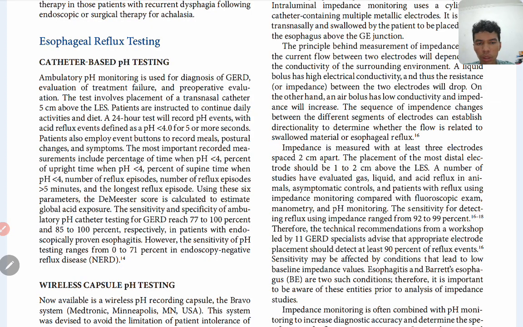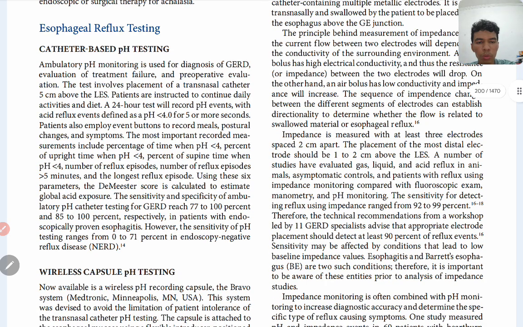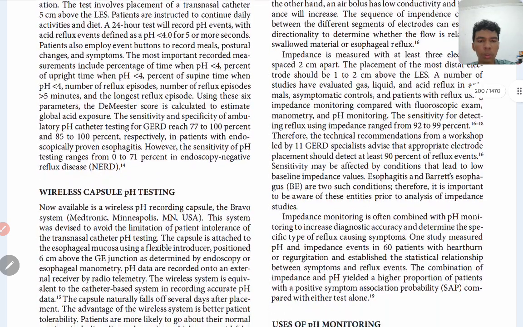A number of studies have evaluated gas, liquid, and acid reflux in animals, asymptomatic controls, and patients with reflux using impedance monitoring compared with fluoroscopic exam, manometry, and pH monitoring. The sensitivity for detecting reflux using impedance ranges from 92 to 99%. Therefore, the technical recommendation from a workshop led by 11 GERD specialists advises that appropriate electrode placement should detect at least 90% of reflux events.